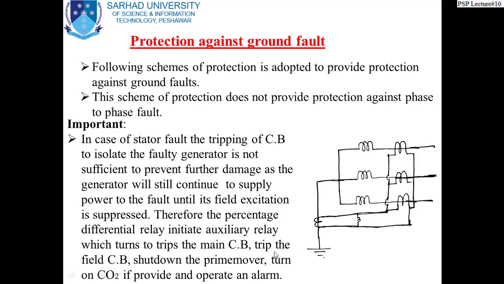Gentlemen, the function of this carbon dioxide gas, CO2, is basically if there is any danger of fire, it is used to extinguish that particular fire. And when an alarm is operated, because if a fault occurs on the stator of the generator, it is normally declared an emergency in the powerhouse, right? So therefore, an alarm is normally operated, and the carbon dioxide gas function is, of course, to extinguish any fire if it has started, right?